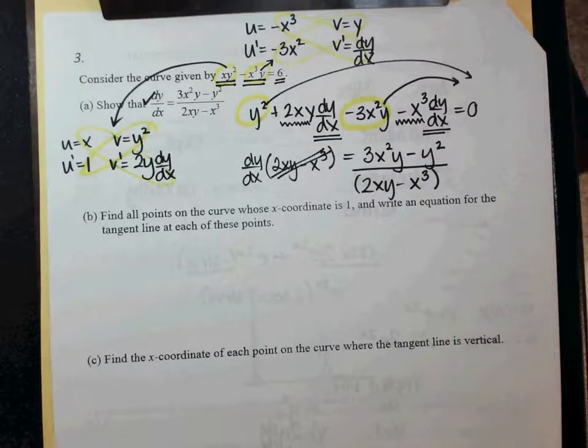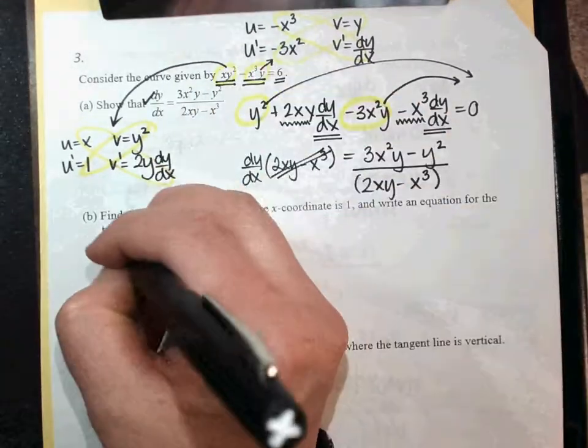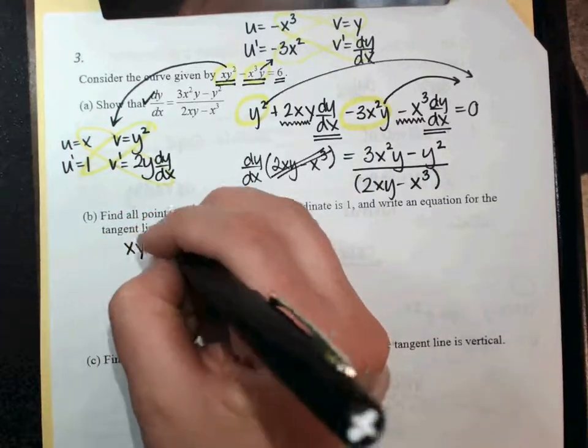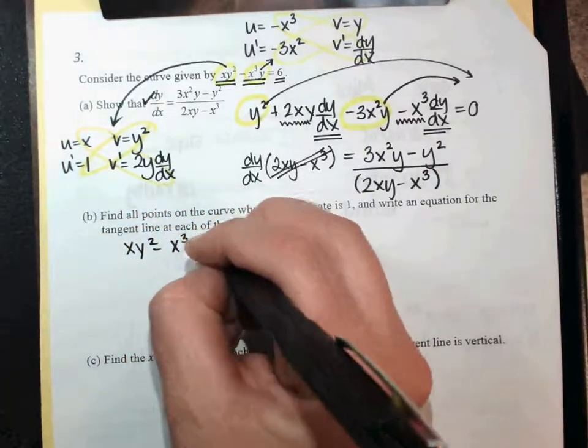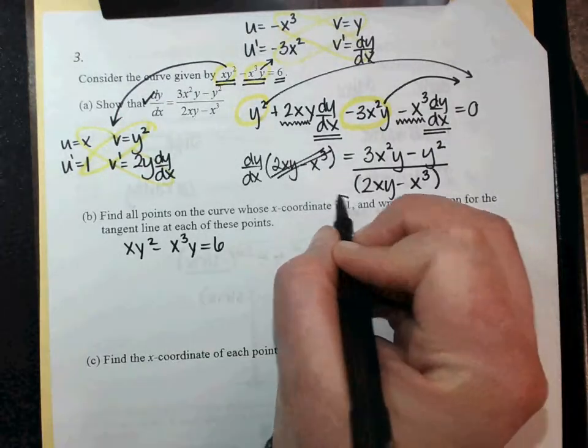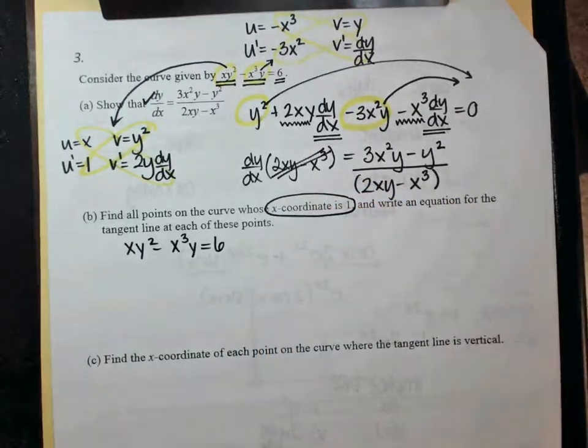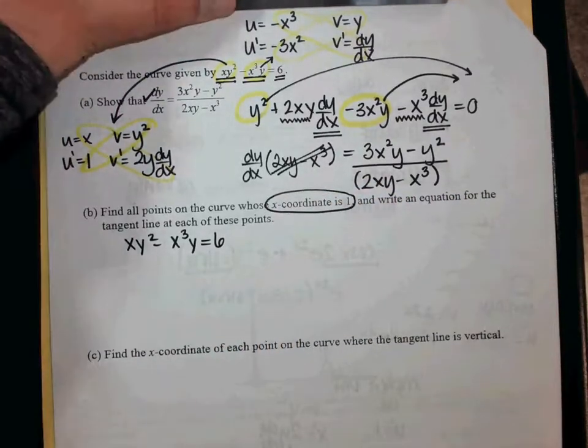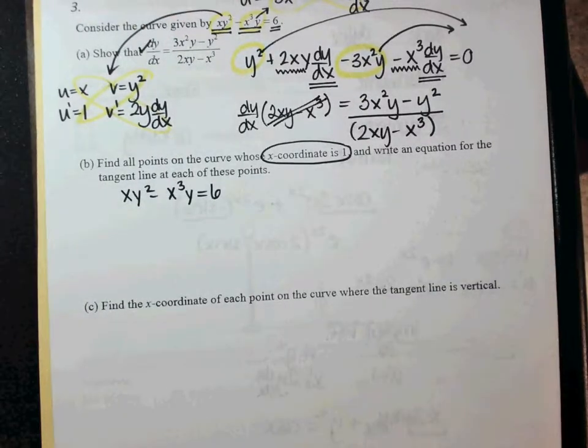Next one, find all the points where the x coordinate is 1. What do I use for points, the original or the derivative? Original. So go back to here. We had xy squared minus x cubed y equals 6. And they're telling me I want my x coordinate to be 1. So I'm going to plug in x equals 1 and find my points.